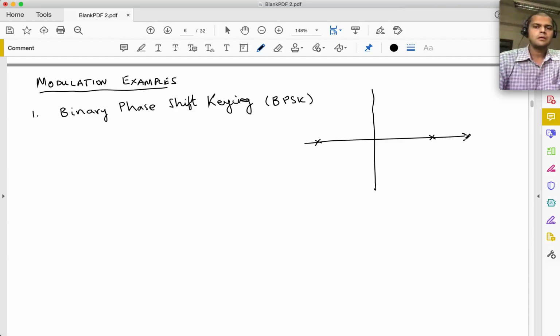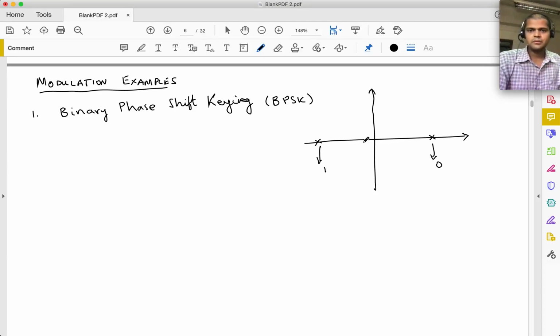Why are we calling it phase shift? Because you are shifting the phase by 180 degrees when you are going to the other bit. So let's say this corresponds to 0 and this corresponds to 1. Of course, it depends on the convention. You can also switch it, and say that this signal is 1 and this one is 0. Or you can even choose your constellation points on the y-axis rather than on the x-axis. They are all examples of BPSK.